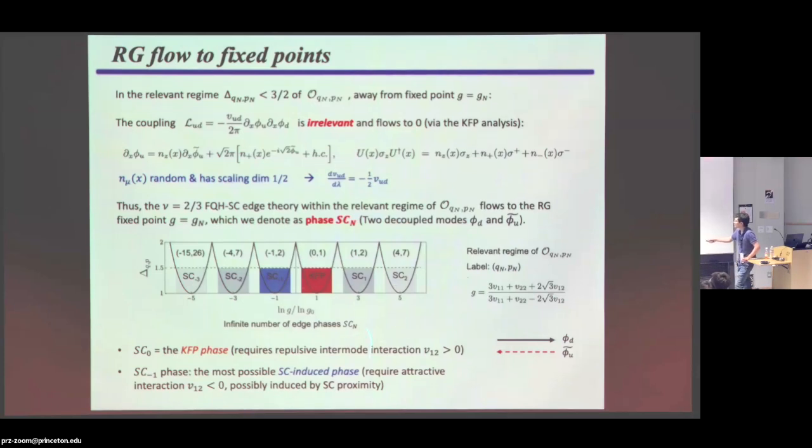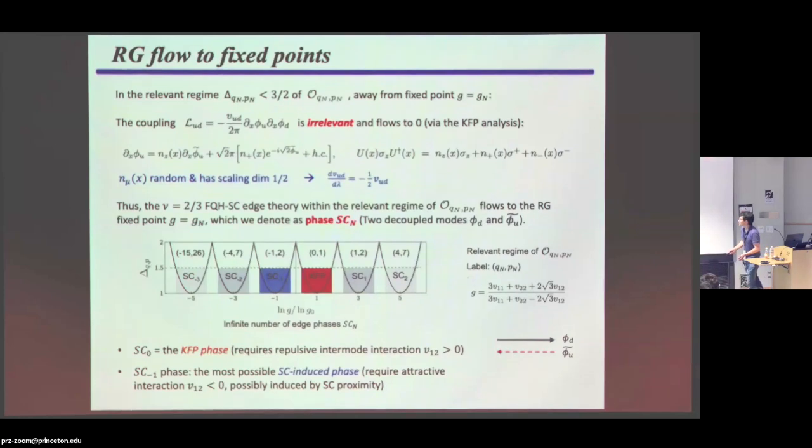And the comment is that among all these phases, the phases far away from the origin are probably hard to realize in reality. But this SC-1 phase is the most promising to be realized. Basically, it requires this G to be smaller than 1. That means this V12 has to be smaller than 0. Recall that V12 is the interaction, or repulsion, basically the local interaction between mode 1 and mode 2. So this means you require attractive interaction between these two modes. And we would imagine maybe that's inducible by the superconducting proximity, because the superconductor itself provides attractive interactions between electrons. That's exactly what's needed here.